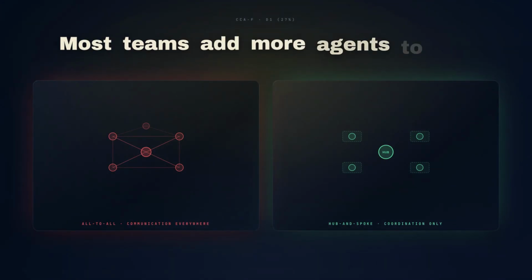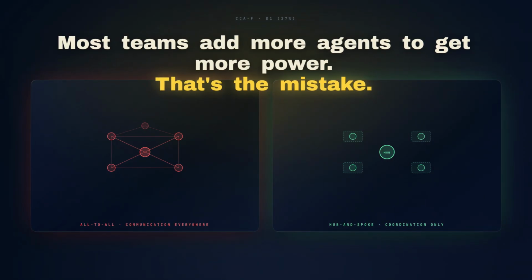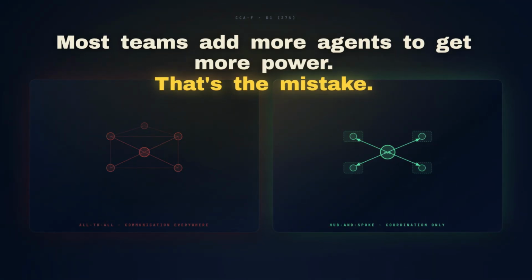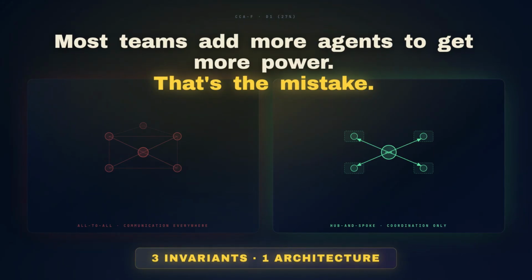Most teams add more agents to get more power. That's the mistake. The architecture that actually holds isn't the one where agents talk to each other the most. It's the one where the coordinator is protected from everything the subagents produce. 3 load-bearing invariants. The Claude Certified Architect exam tests all 3. You'll know them in 7 minutes.